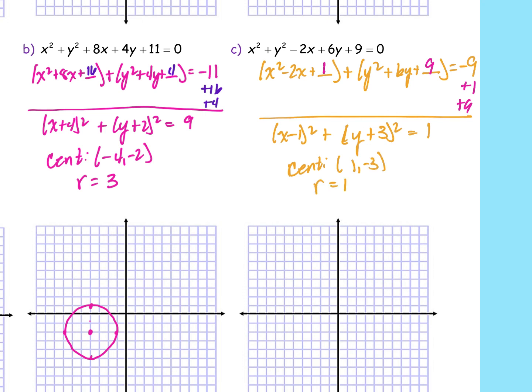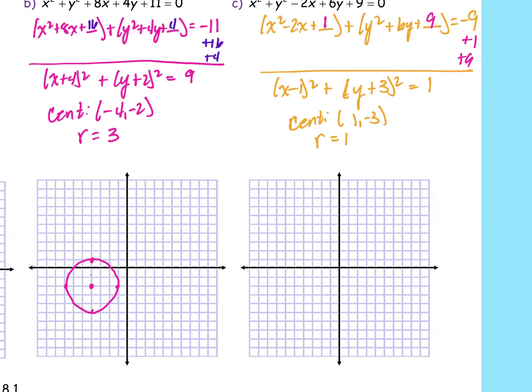Hi, Shalali. We're at 1, negative 3, 1 in each direction. Beautiful. I like making little circles. There we go. I missed one of the points, but, you know, hey, I tried. Okay. There you go, guys.